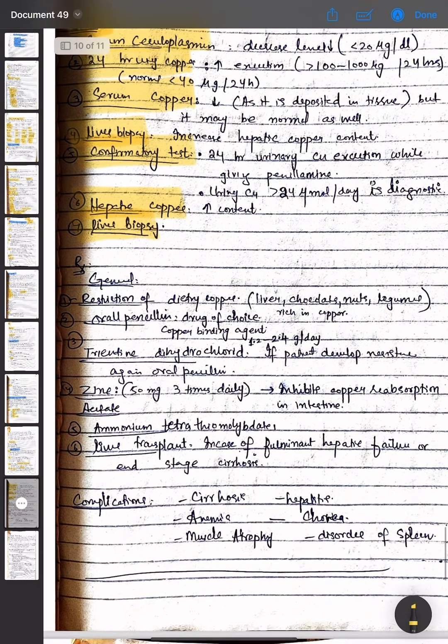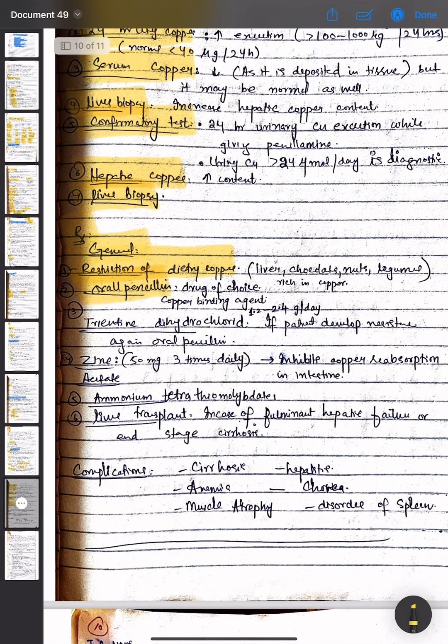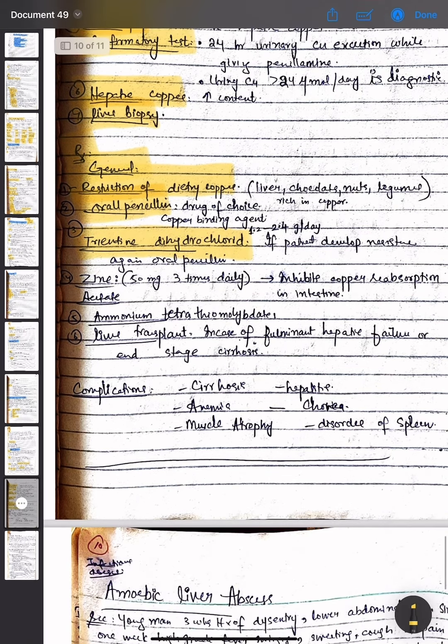The treatment: general treatment is restriction of dietary copper. Liver, chocolates, nuts, and legumes are rich in copper. Oral penicillamine is given, which is the drug of choice, and it is a copper binding agent. Then trientine dihydrochloride is given if the patient develops resistance against oral penicillamine, and zinc acetate is given. It inhibits copper reabsorption in the intestine. Ammonium tetrathiomolybdate is given. Liver transplant is done in case of fulminant hepatic failure or end-stage cirrhosis.